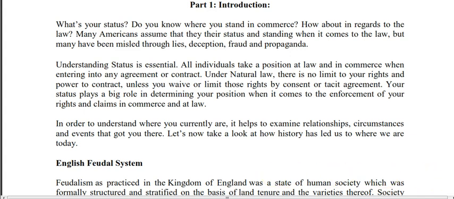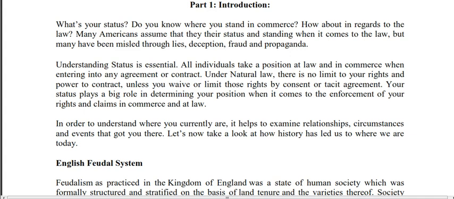What is your status? Do you know where you stand in commerce? How about in regards to the law? Many Americans assume their status and standing when it comes to the law, but many have been misled through lies, deception, fraud, and propaganda.